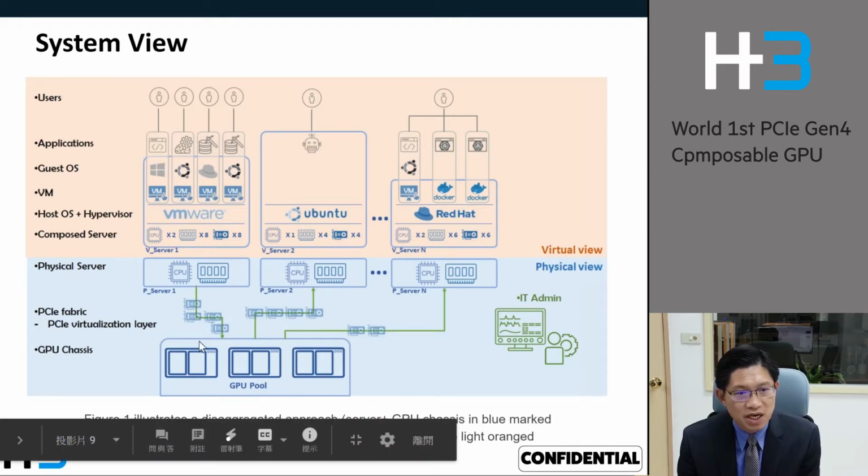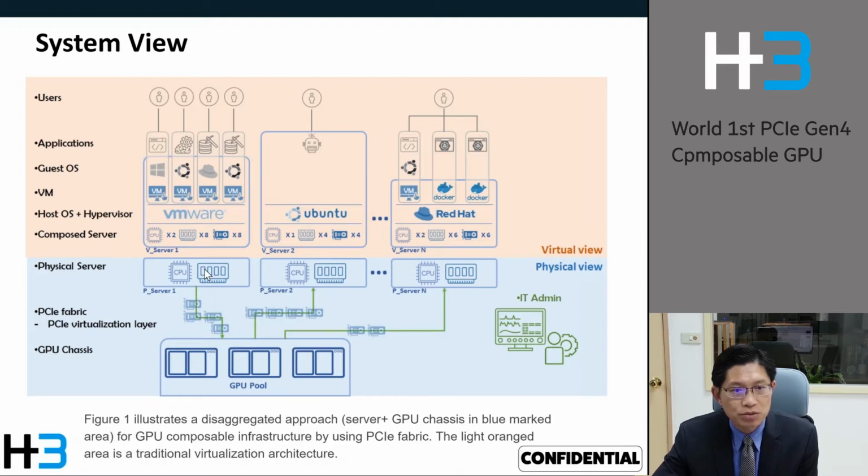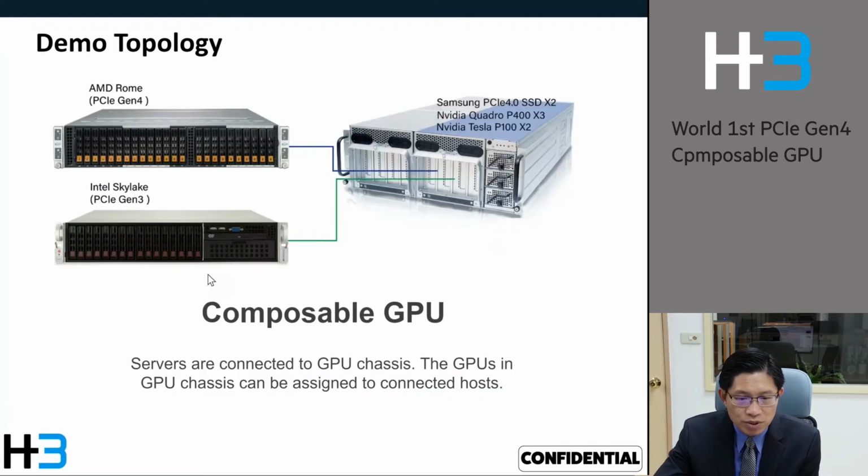Let's take the left column as an example. You provision a GPU to server 1. Then server 1 becomes a composed GPU server in the light orange area. The light orange area is the normal virtualization use case, such as VMware, KVM, and so on. For those virtualization software, the composed GPU server is exactly the same as one physical GPU server.